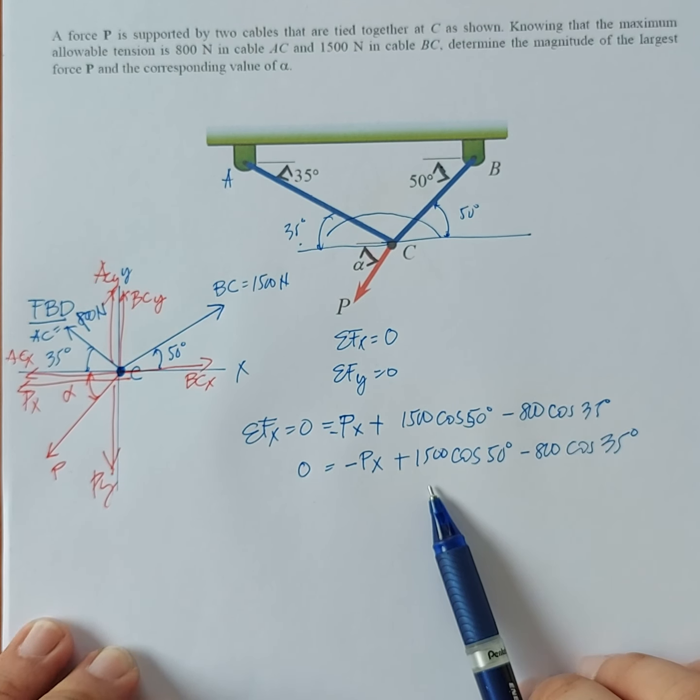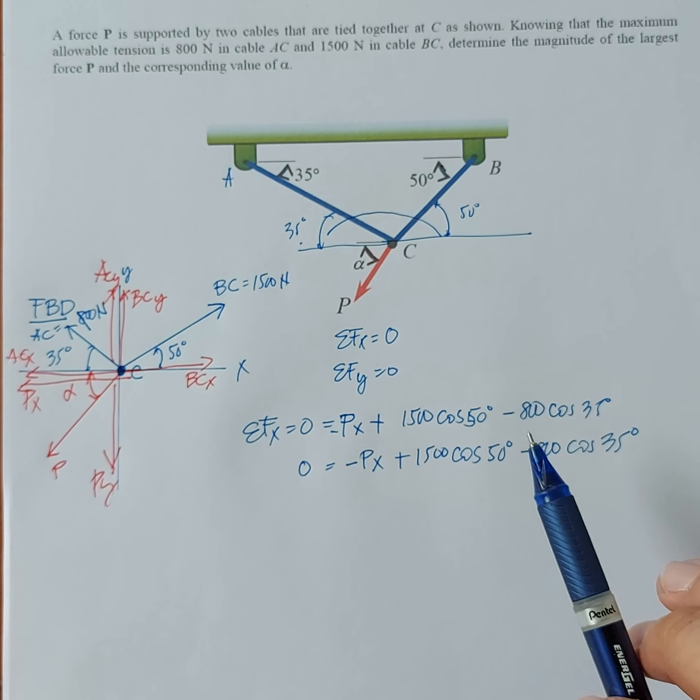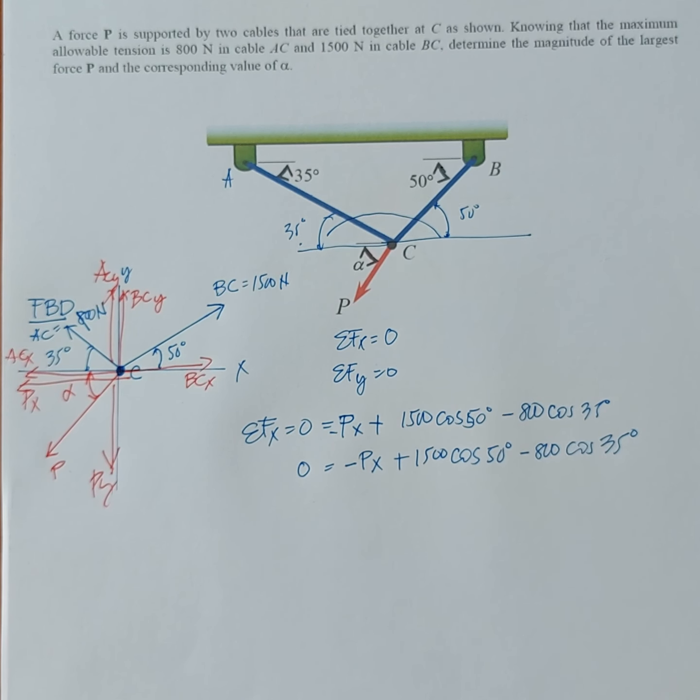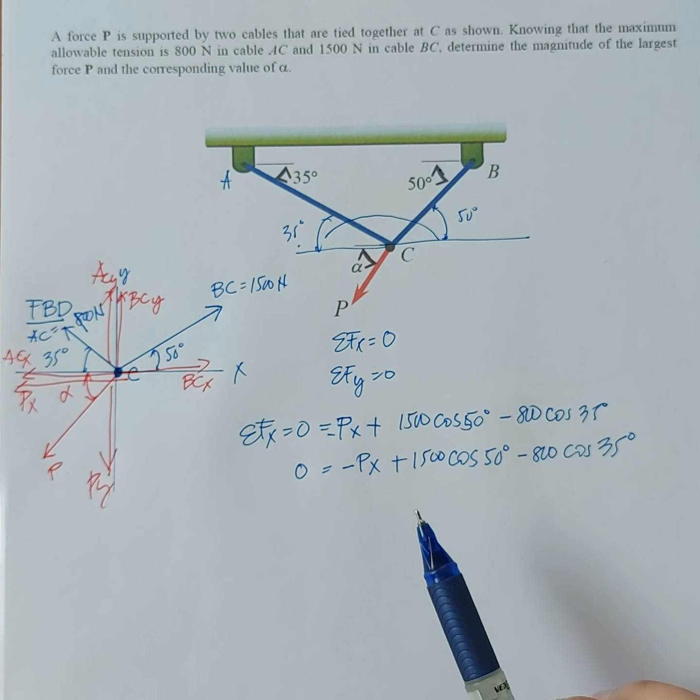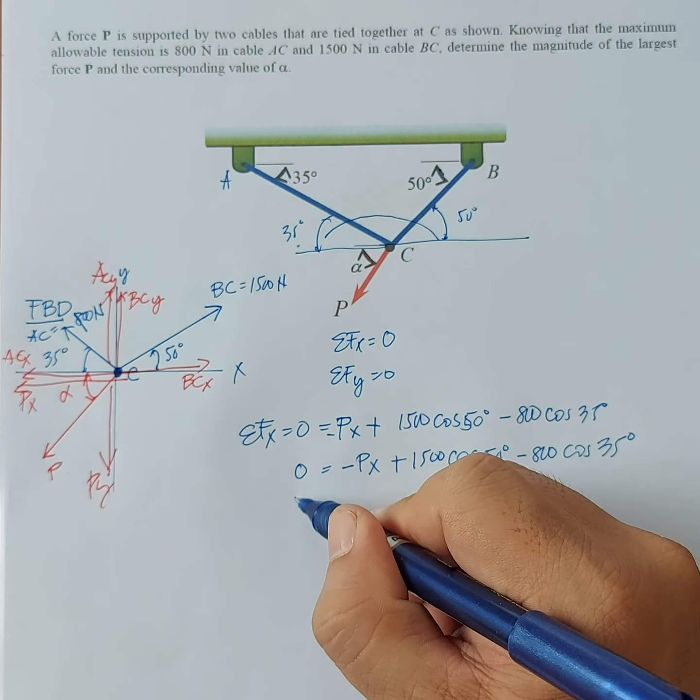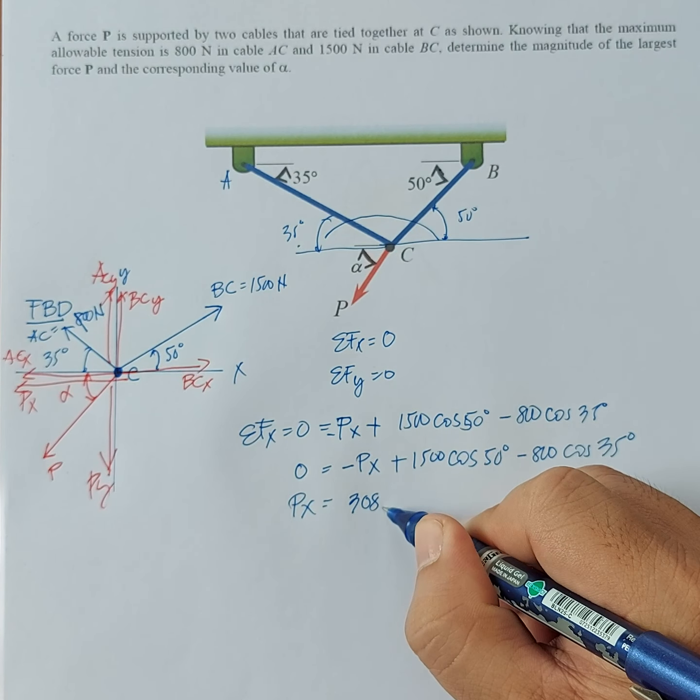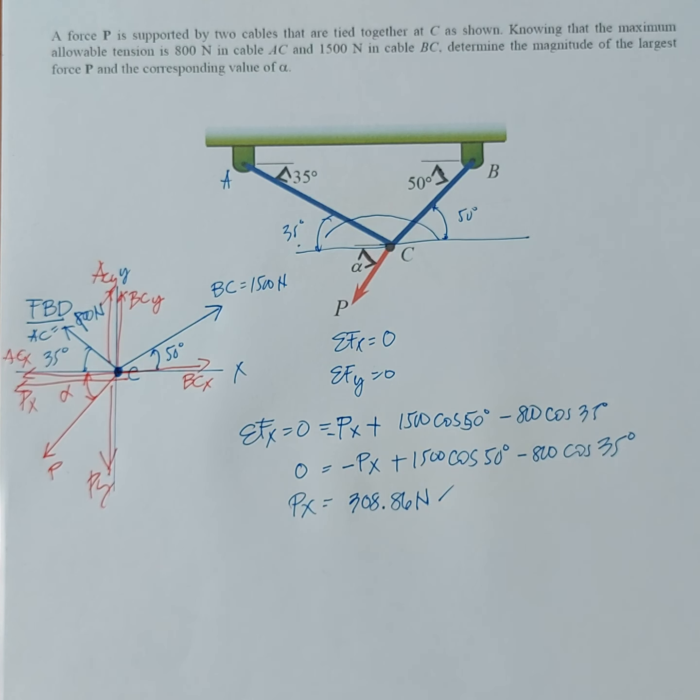Okay, so this would be our equation for the summation of forces along the x direction. With this we can solve for P, or PX I should say. So we have one unknown in the equation, and we can solve for the value of PX. So from this, PX is equal to 308.86 newtons. So that is the x component of P.